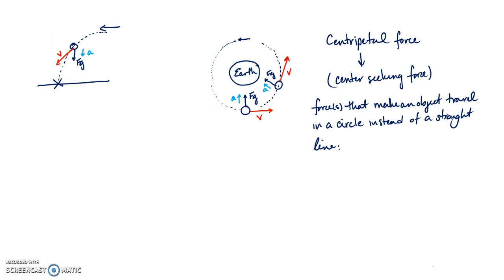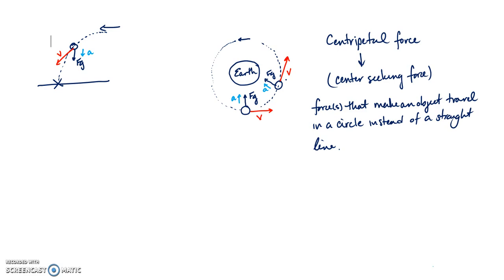...unless acted upon by an outside unbalanced force. So here, in this situation, gravity is my outside unbalanced force that is causing, in this case, the moon to go in a circle around the Earth instead of a straight line, because every moment the moon wants to go in a straight line. But this force of gravity is pulling it in towards the center of the Earth. So it ends up going in a circle because of this balance of it wanting to escape, but being pulled in, escape, pulled in. All right.